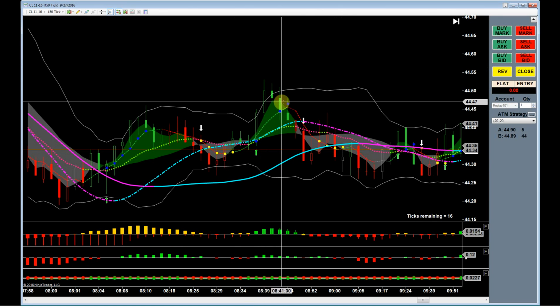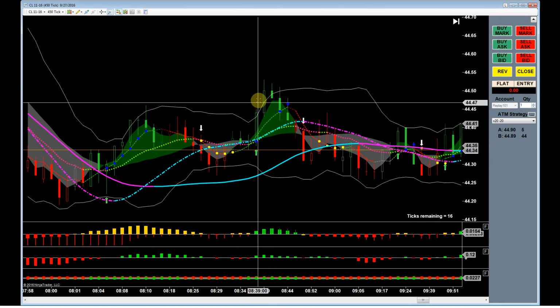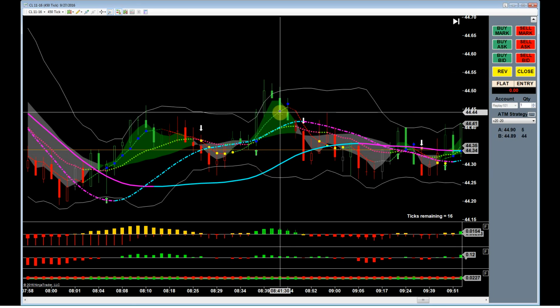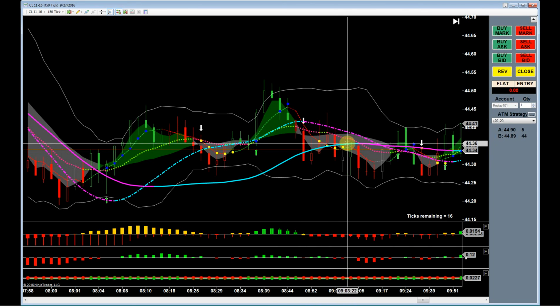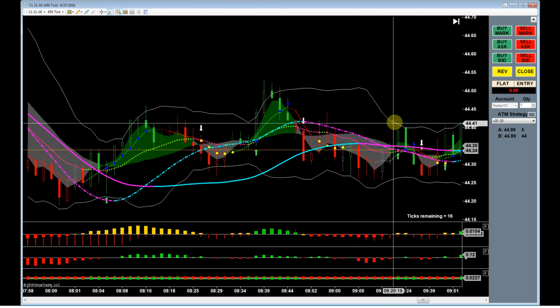Okay, so no trade here because it immediately formed a fat channel with a big spike on the upside, so just forget that one. No matching dynamic trend bands or crossover here. You see that? Nothing going on.